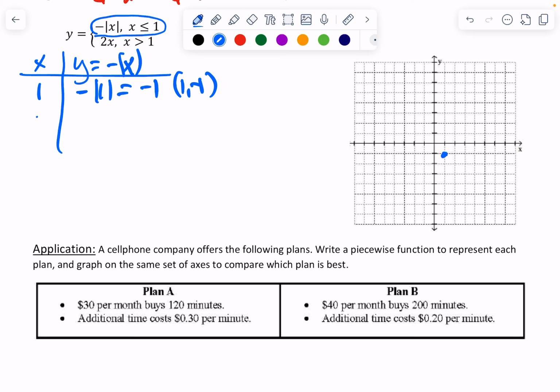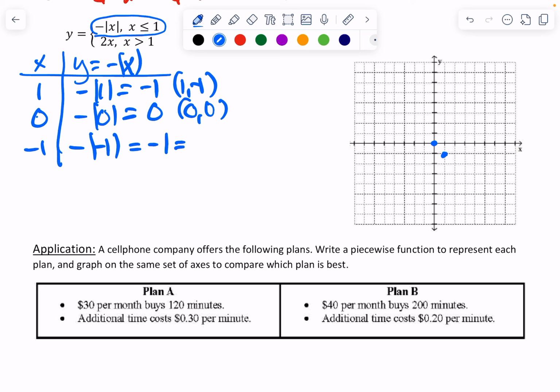We're going towards the smaller numbers, so we're going to do a 0 next. Negative absolute value of 0, well, that's going to be a 0. So we are going through the origin, 0, 0. Next, we're going to plug in -1. So negative absolute value of -1: the absolute value of -1 is 1, so it ends up being -1. And our point is -1, -1 right here.